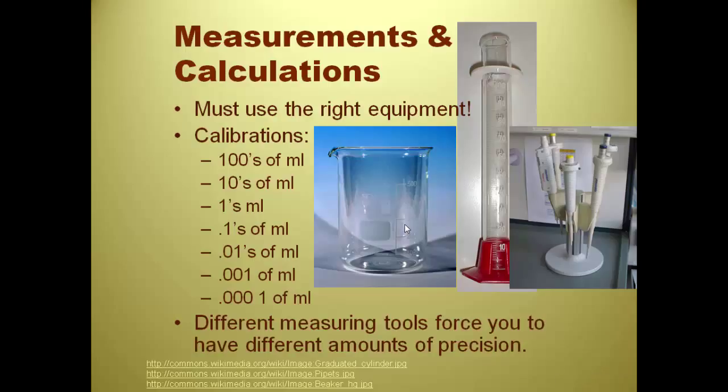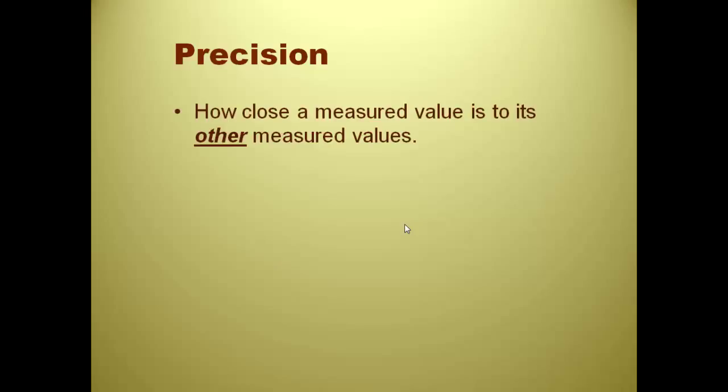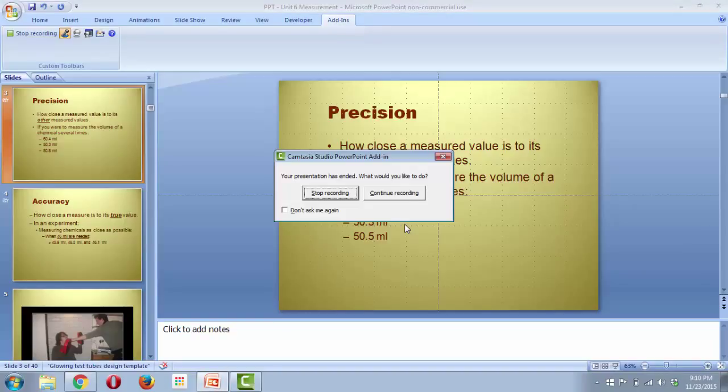And so, depending on what we're trying to measure with precision, we need to use a different tool. So let's talk about what precision is. Precision is how close a measured value is to other measured values.